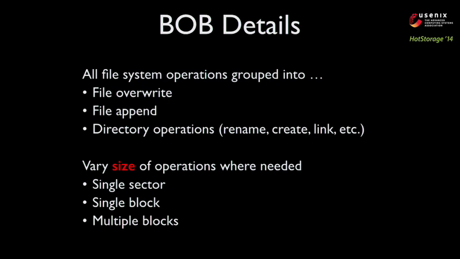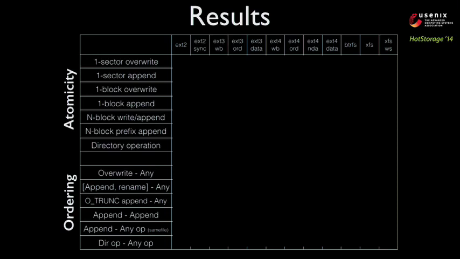And we're trying to see, again, whether the file system guarantees atomicity of these operations and whether it guarantees ordering of pairs of them. Okay. So here are the results. The results are actually blacked out right now, so you can't see them yet.